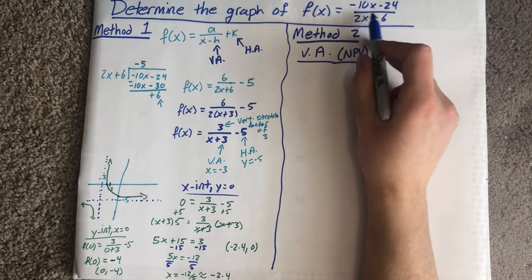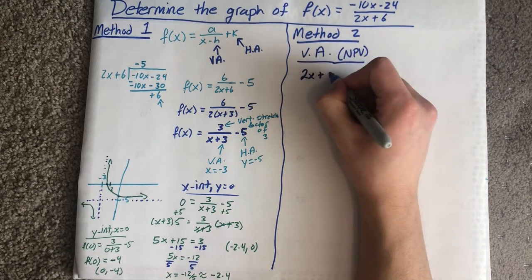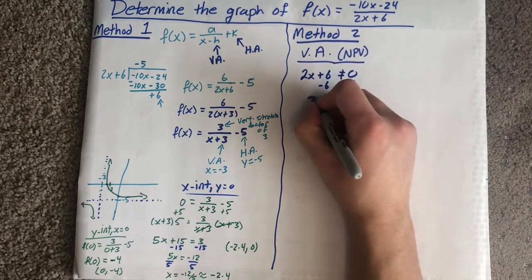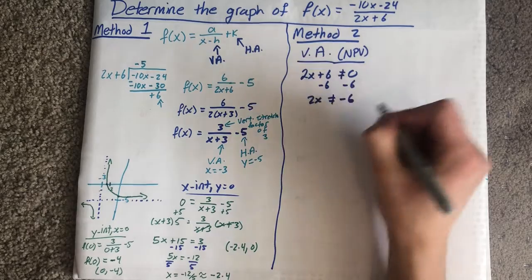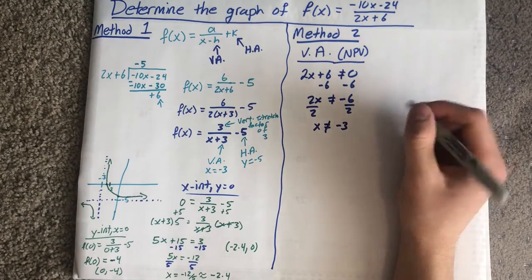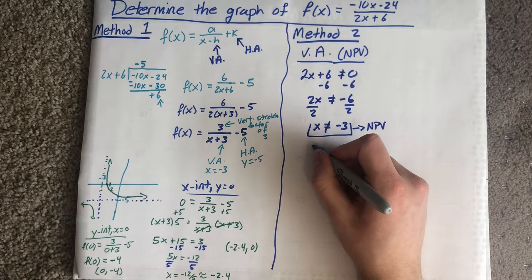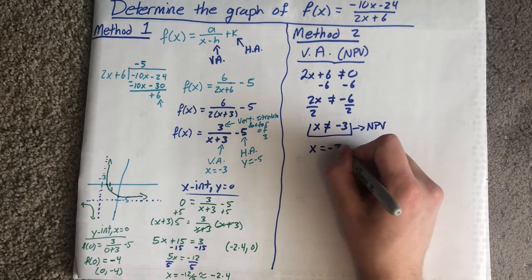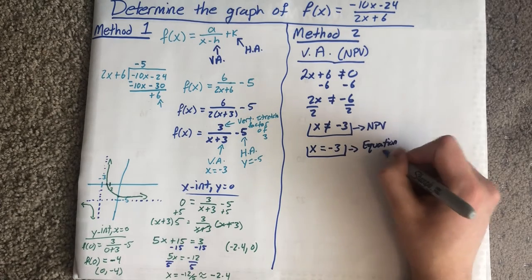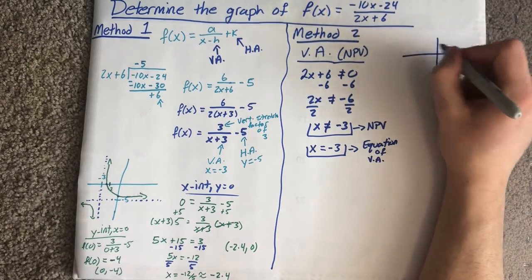So here we have a restriction where 2x plus 6 cannot equal 0 because you cannot divide by 0. So let's find our non-permissible value. We're going to minus 6, and then we're going to divide by 2. And that gives me x cannot equal negative 3. Recognize this is the non-permissible value, which is tied to the asymptote x equals negative 3. Now this is the equation of the vertical asymptote. So we already know where our vertical asymptote is.